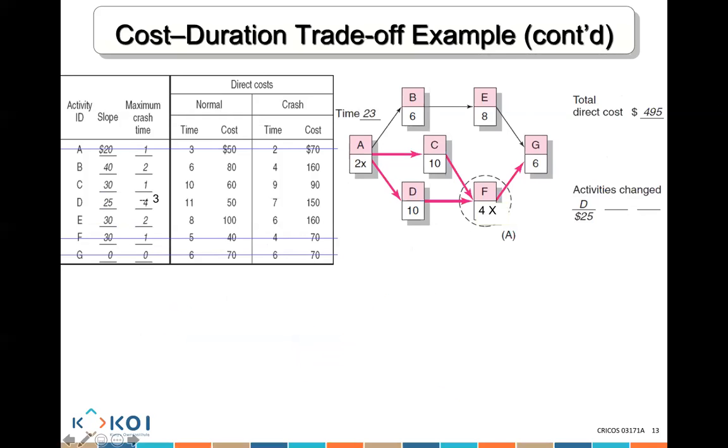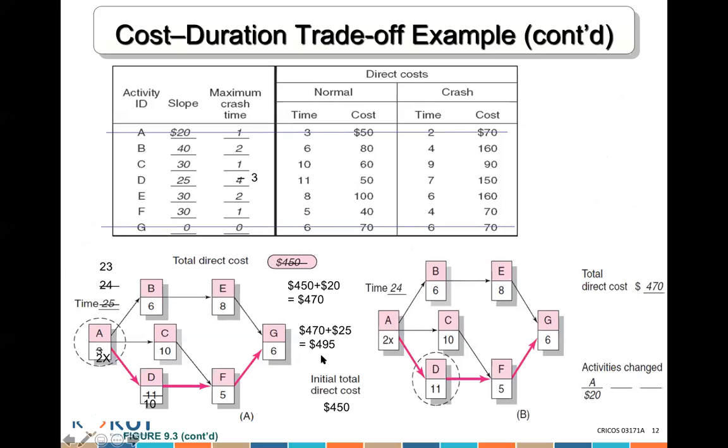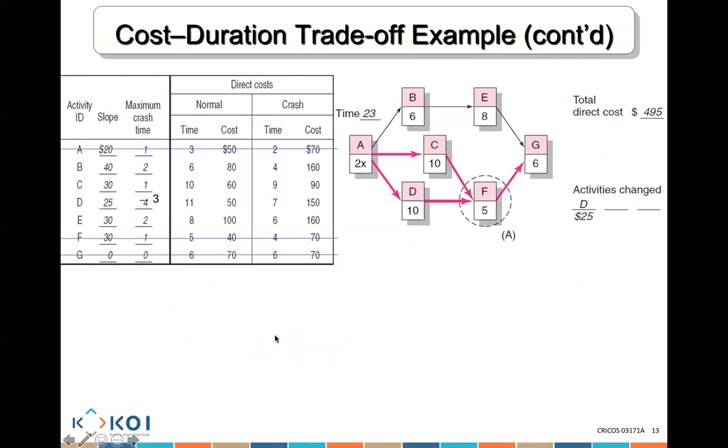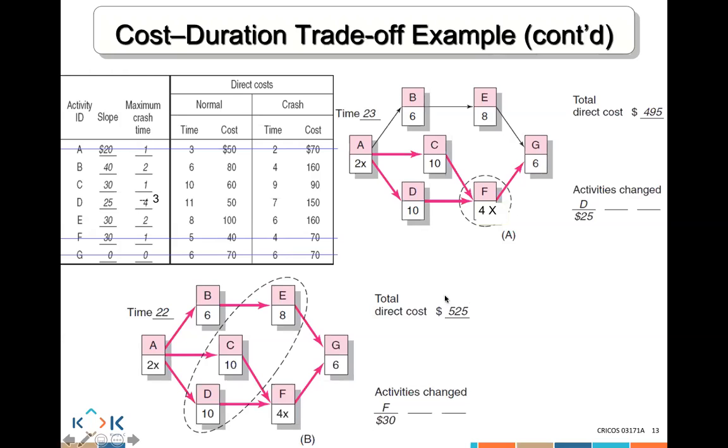So that gives me the cost of $525, which is the $495 that I got from here, to which I added 30. This is the cost that I have here, $495 plus 30 equals $525 for the new duration. So the new duration is ABEG, ACFG, ADFG. Each of these now is 22 days.